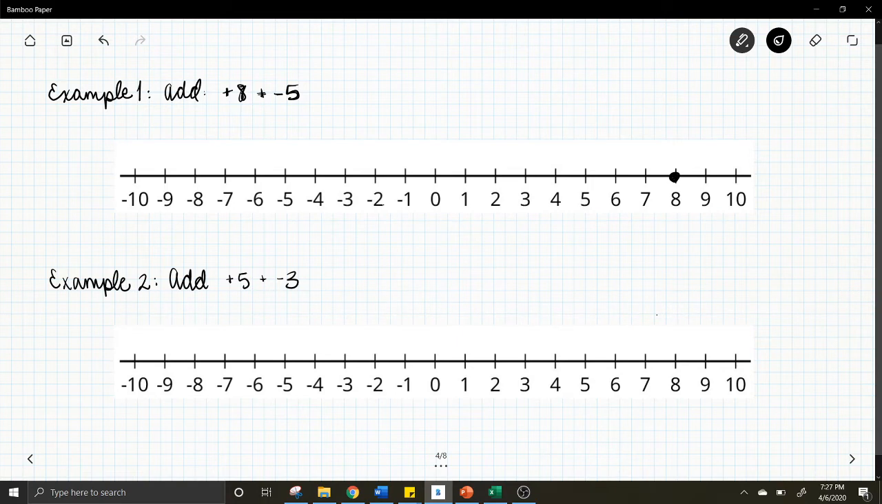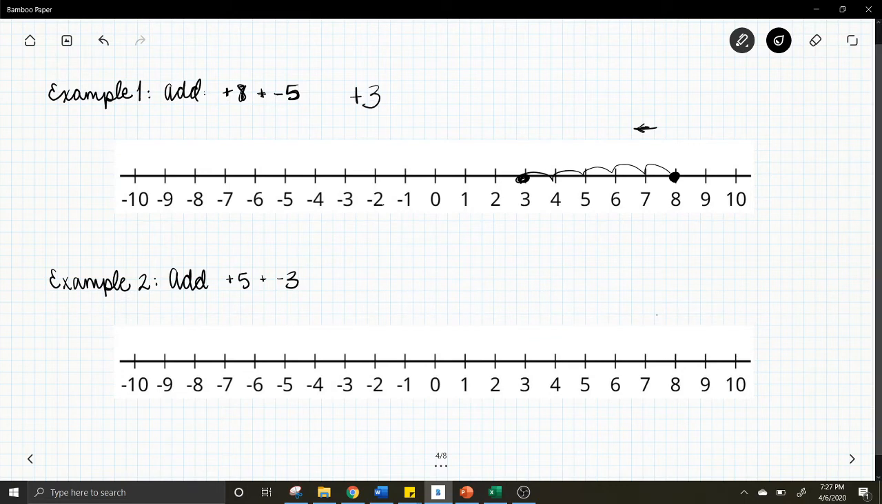So since we're adding a negative 5, negative means we're going to be going this way. We're going to be going to the left. So we're going to go to the left 5 digits or 5 numbers. So 1, 2, 3, 4, 5. And you see where we end up. So positive 8 plus negative 5 results in positive 3.